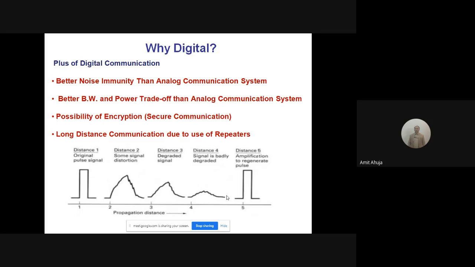So there are two phenomena that are happening. One is its amplitude is changing. We call it attenuation. Attenuation is something which is inherent in the communication channel. This is an inherent property of the communication channel.